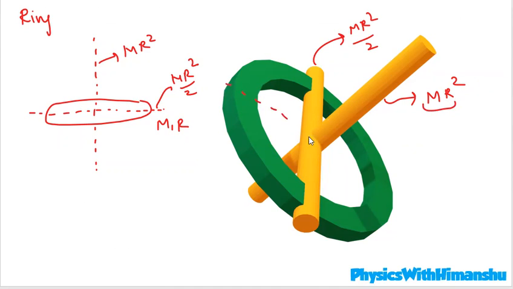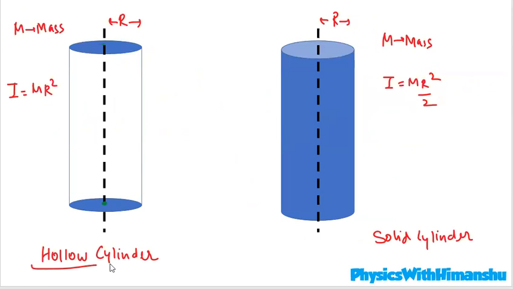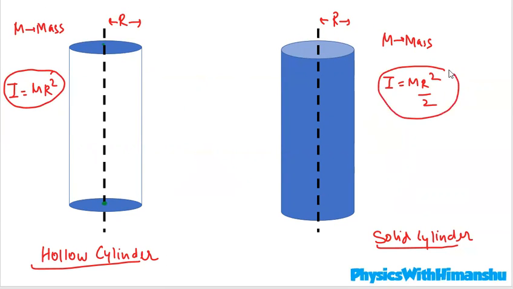Suppose there is one more axis which is in the plane of the ring. About this also the moment of inertia will be mr square by 2. So if the axis is perpendicular, then mr square. But if in the plane of the ring, then mr square by 2. And lastly, we have one hollow cylinder and one solid cylinder. Remember, if the axis is passing through the center of the hollow cylinder, then the moment of inertia will be mr square. But if the cylinder is solid in nature, then the moment of inertia will be mr square by 2. So this is how you have to calculate and remember the moment of inertia of different bodies.